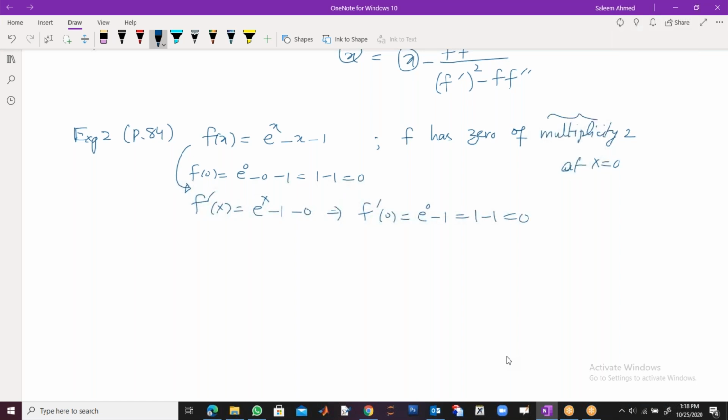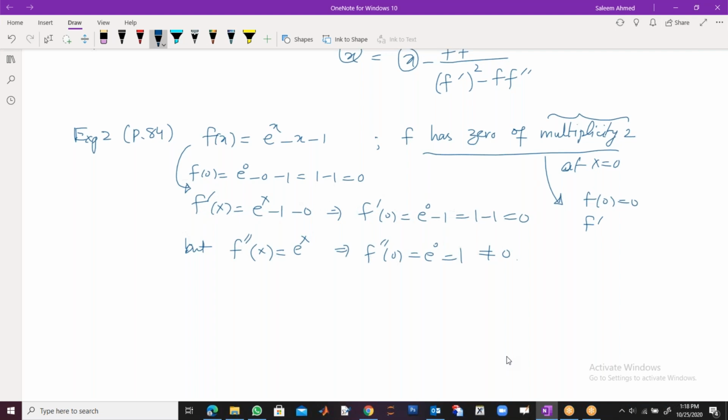So you see, multiplicity 2 means the function and its derivative are 0, but the second derivative should not be 0. Otherwise, it will have multiplicity 3. So if I take the second derivative, it is just e^x minus 0. Now you see it is not 0. f double prime at 0 is 1. e to the power 0 is 1. It's not equal. So you can easily prove that f has multiplicity 2. Multiplicity 2 means f at 0 should be 0, f prime at 0 should be 0, but f double prime at 0 should not be equal to 0.